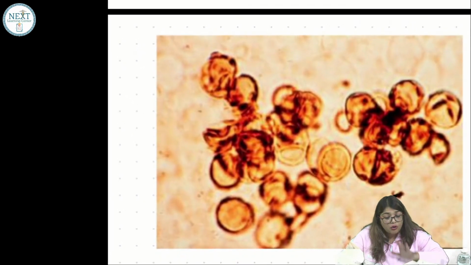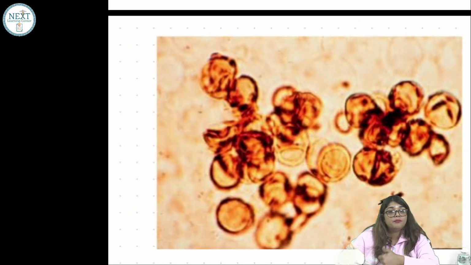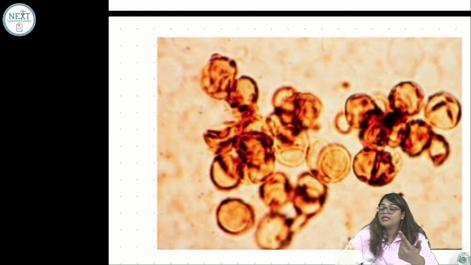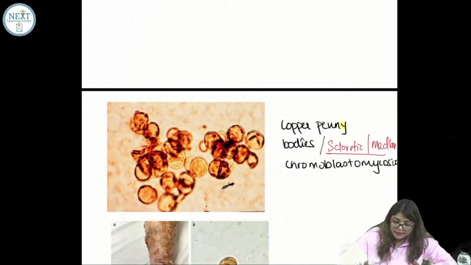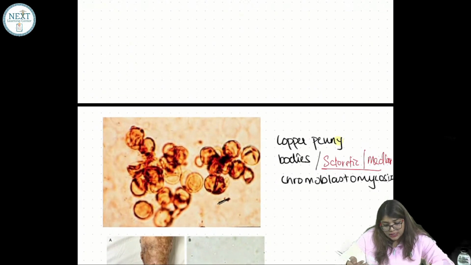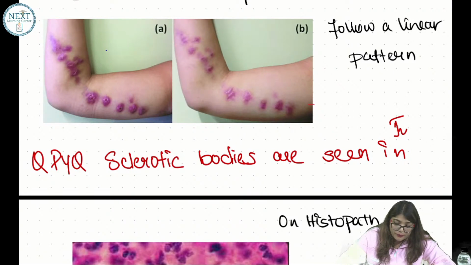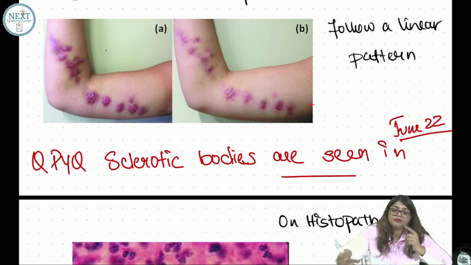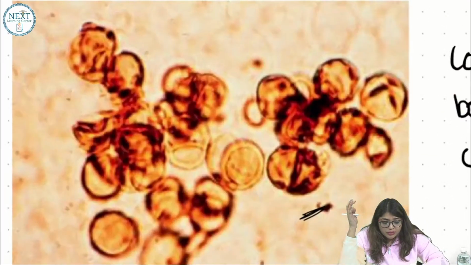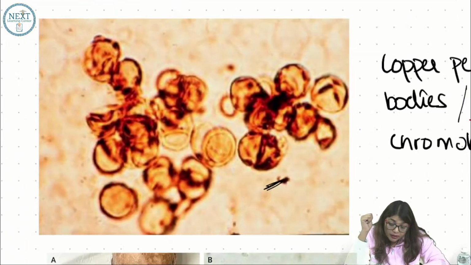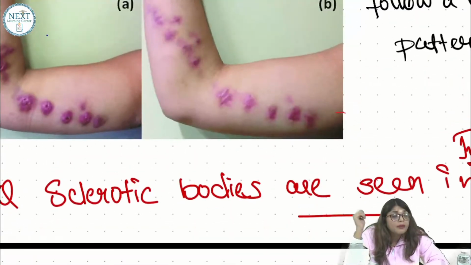The other names of this copper penny bodies are medullary, sclerotic, muriform. So medullary sclerotic muriform copper penny bodies. And this is your June 22 PYQ: sclerotic bodies are seen in... and the options were given. Because we are so used to learning it as copper penny body, nobody thought of it as sclerotic bodies.